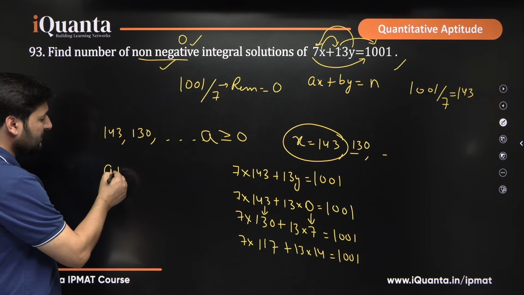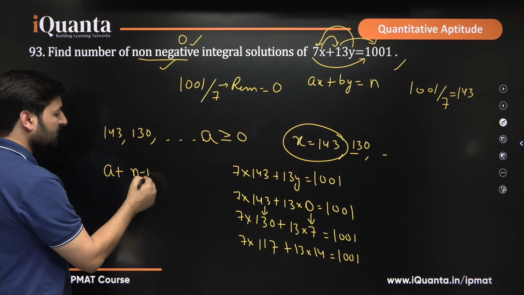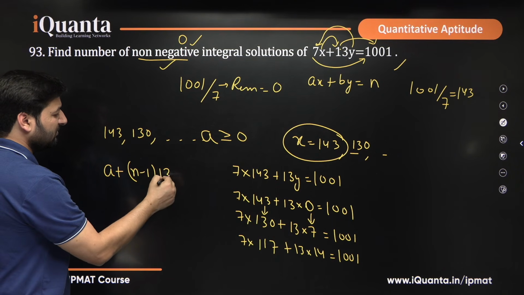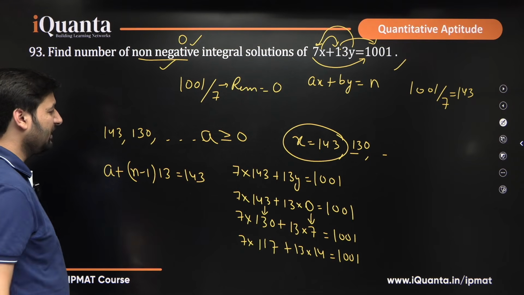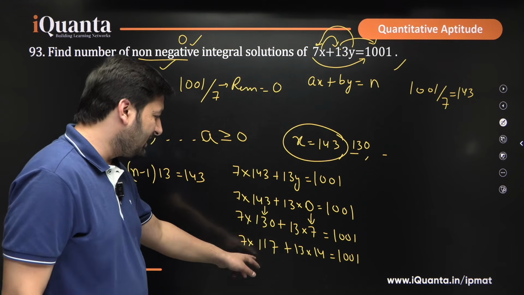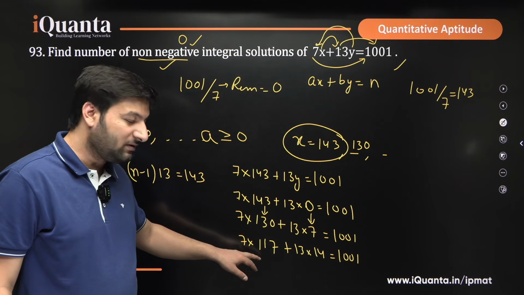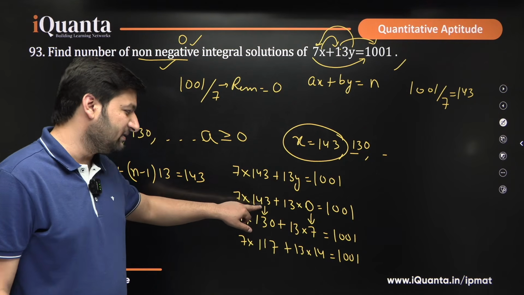So, a plus (n minus 1)d, how many terms will be there? I do not know how many terms will be there. The difference is 13, but the last term that I have will surely be 143, isn't it? Yes or no? And if you keep decreasing it, isn't this like the table of 13? 13 nines are 117, 13 tens are 130, 13 elevens are 143.